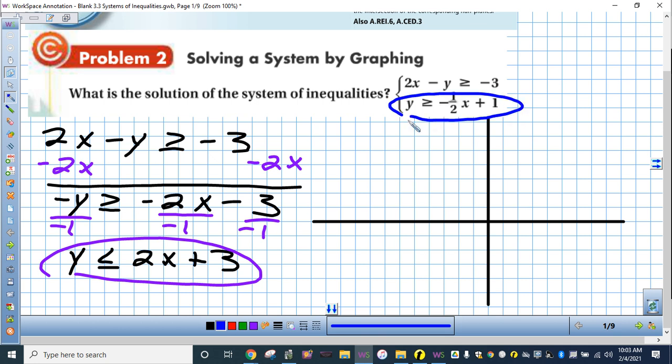So we'll graph this equation on the left here in purple and the one below in blue. So we'll start with the blue one at +1. And from there, our slope's -1/2, so we can go down 1, right 2, or up 1, left 2. Draw your line.